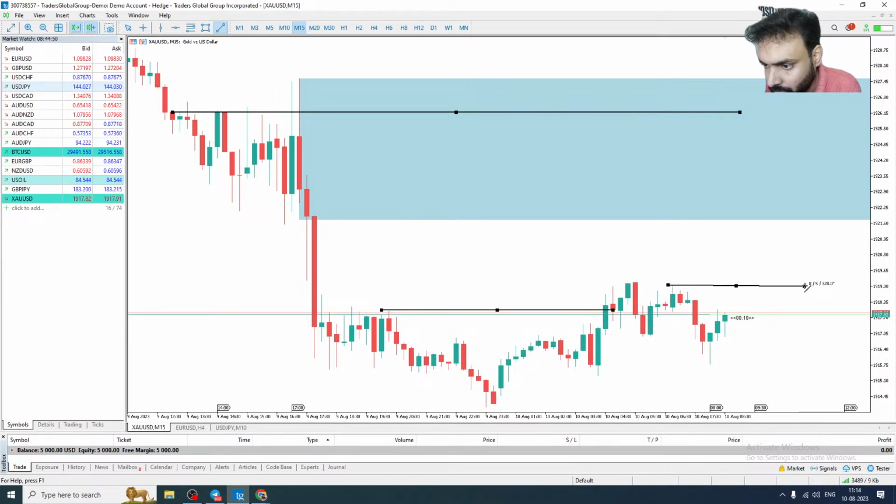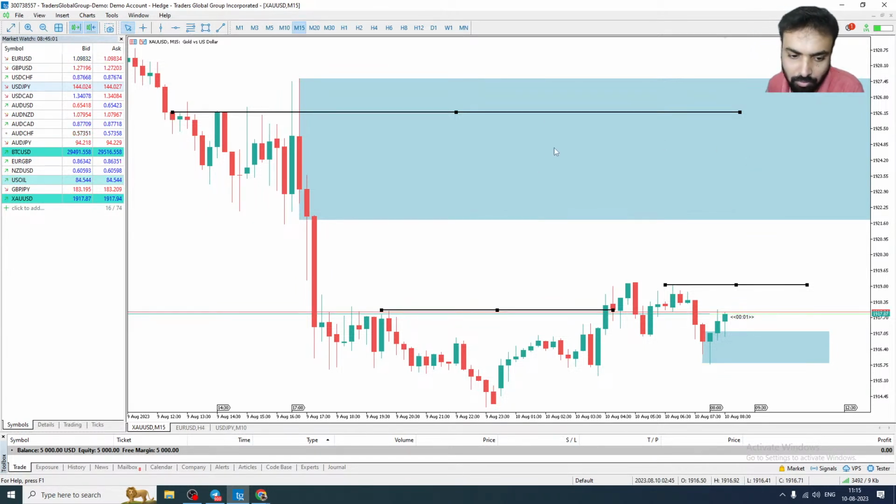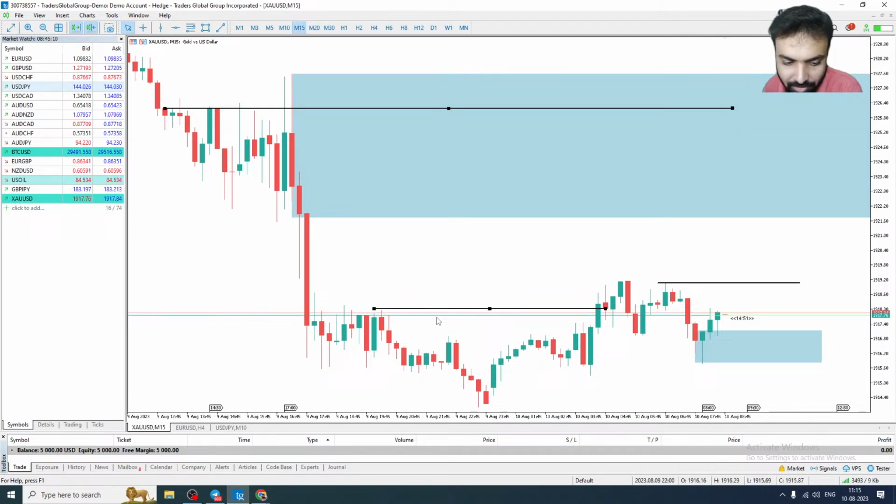Okay. Then, as soon as this structure is broken, we can try to take a trade from here. A buy entry, and we can target over there at the top. So let's see. Now it's patience time. We need to wait patiently.